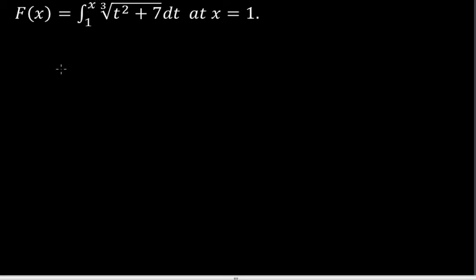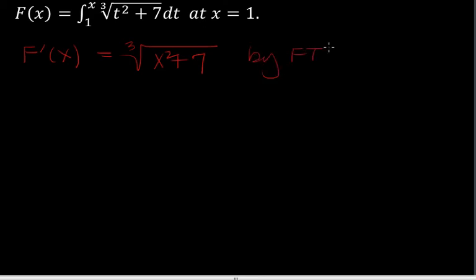Notice this brings to mind immediately the fundamental theorem. In fact, when I see something like this, I don't even stop and see what it's asking. I just say, oh, I know one thing right away. Capital F prime of x is the cube root of x squared plus 7. Just write that down right away. That's by the fundamental theorem of calculus. Okay, so I know that. Now I'll go back and read the problem again.